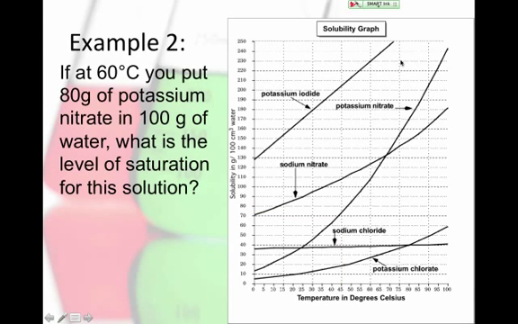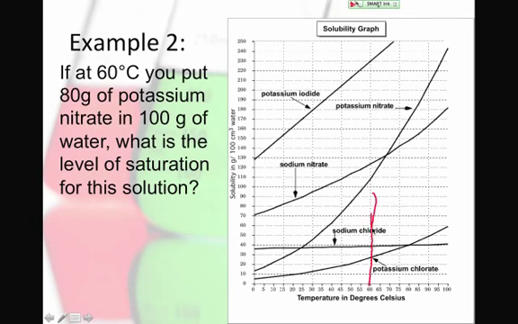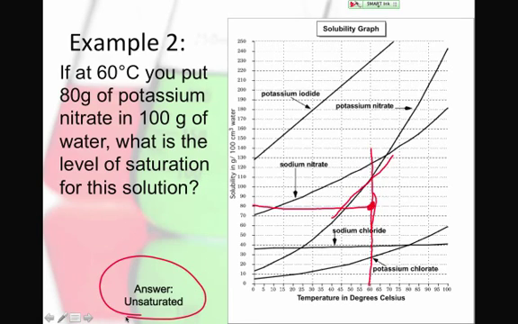Okay, suppose we're at 60 degrees Celsius. We put 80 grams of potassium nitrate in 100 grams of water. What is the level of saturation for this solution? So here's my 60. Let's find the intersection of my 60 and my 80 grams. Here's 80. Okay, are we above or are we below the potassium nitrate line? It goes along right here. Looks like we're well below it. So that solution is considered to be unsaturated.